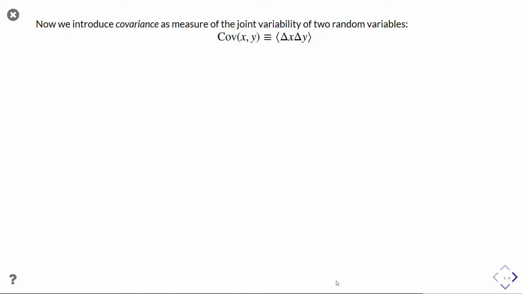Now, we introduce covariance as a measure of the joint variability of two random variables. In general, the covariance between two random variables x and y is defined as the expectation, or the average, of delta x times delta y, where the deltas are defined similarly to how we defined delta n.